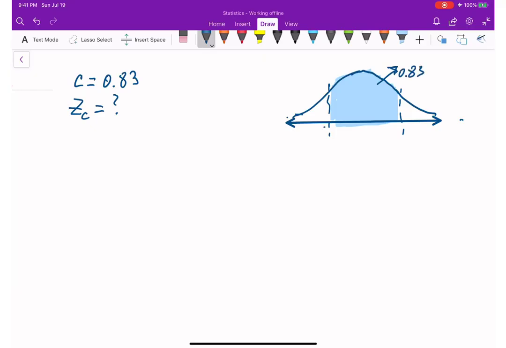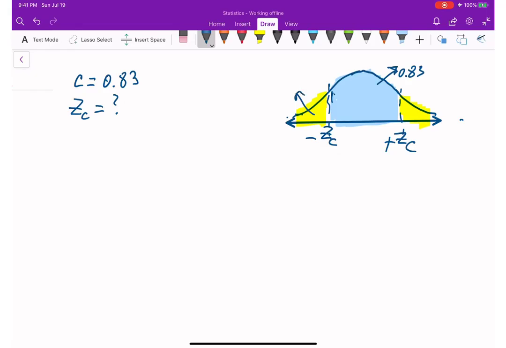Okay, here we have our z-scores, which in this case we call z-critical, because this confidence interval is separated from error. Those are two tails. Since we are going to have negative z-critical and positive z-critical, and 0.83 is between these two tails, I'm going to find the area probability for one tail.